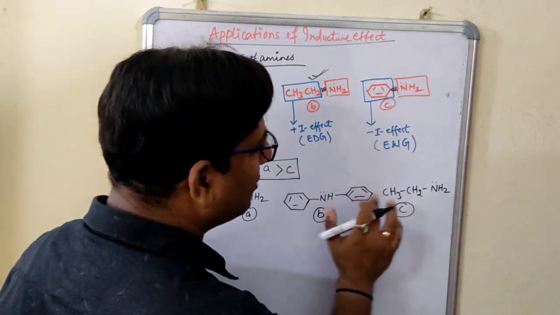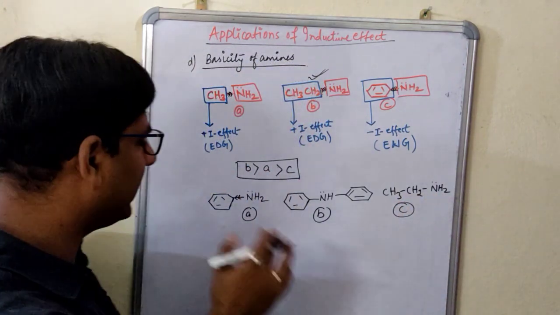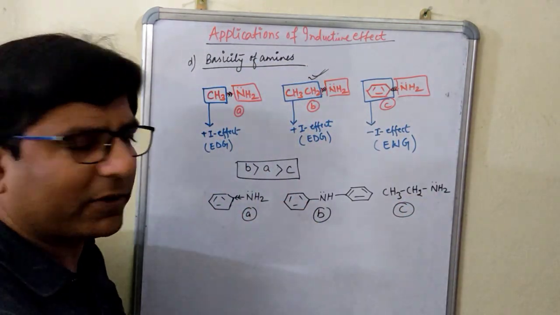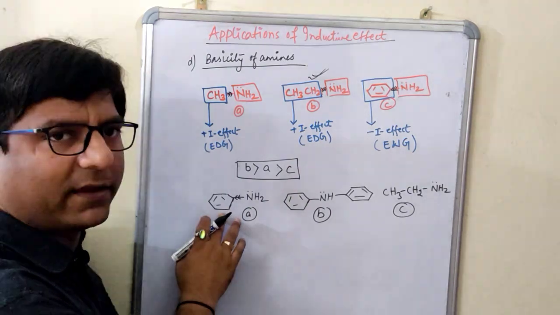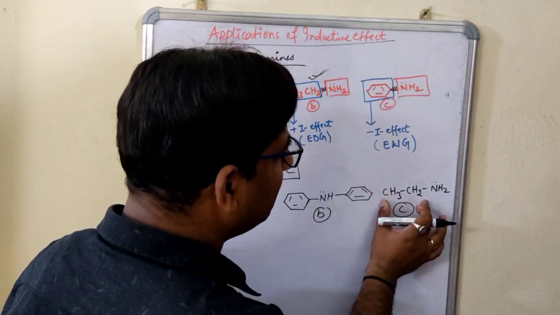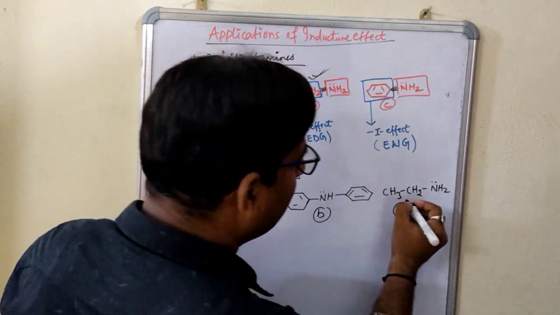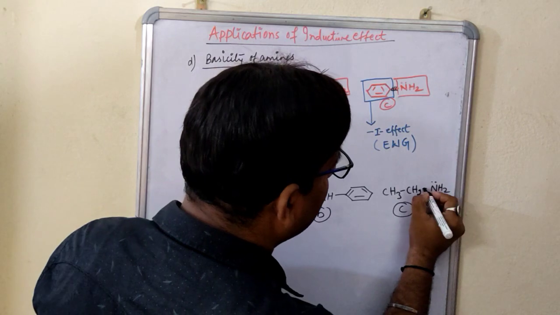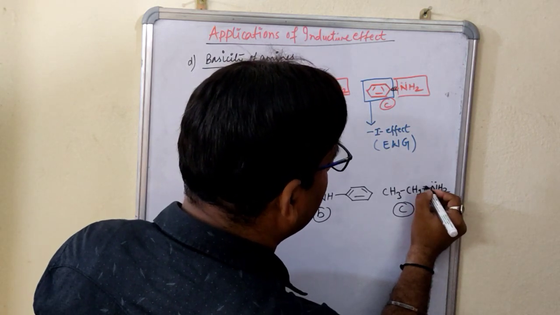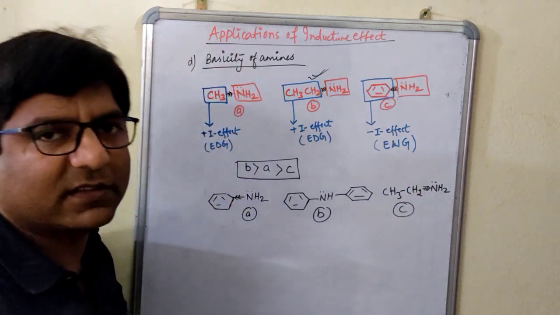Clear? Now coming to this C. In C, you are seeing this is the aliphatic amine. This is aromatic amines. Both are aromatic because we have the presence of aromatic ring. Here these are the aliphatic amines. In this aliphatic amine, there is a lone pair of electrons also. And this CH3, CH2 having the plus I effect will donate the electron. Thus, it is increasing the electron density on this nitrogen.